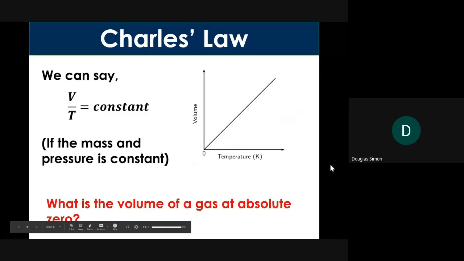The volume of a gas at absolute zero is a good question. We generally say it's the minimum volume. We do say it is zero volume, but in reality, it's probably never going to be zero volume, is it? But effectively the minimum volume.